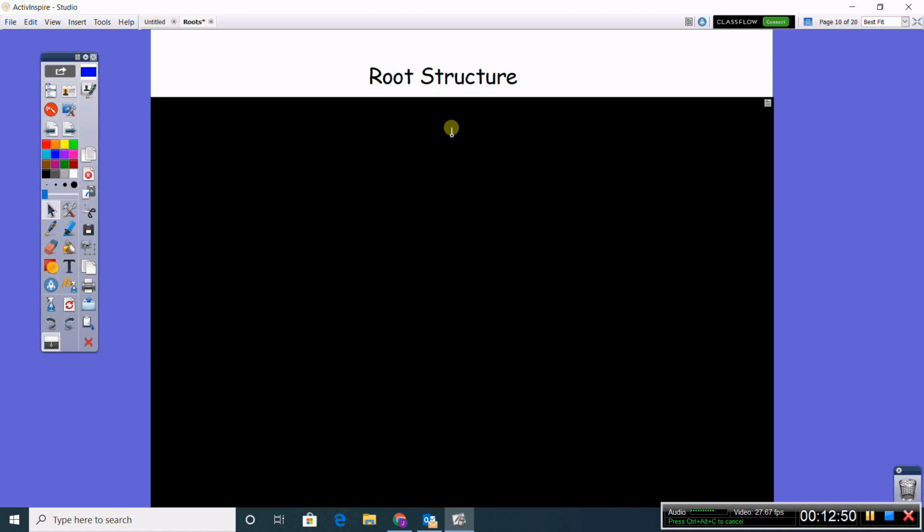What we are looking at now is the layers in a cross section of a root. So I want you to imagine that we take a root and we slice it sideways to do a cross section, and then we put that cross section under the microscope. This is what we'd be looking at.